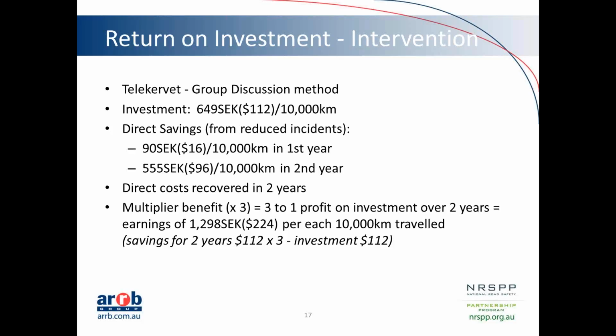Using the multiplier benefit, the ×3 factor, this means that up to $224 for each 10,000 kilometres travelled was enjoyed by this organisation. That's simply calculated by multiplying the $112 saved ×3, and then reducing it by the initial investment of 112, and that's how I arrive at the $224. So basically what was happening was the vehicles were not exactly turning into a profit center, but they were contributing more positively to the profit of the organization because they weren't draining as much resource and costs through road trauma and crashes.